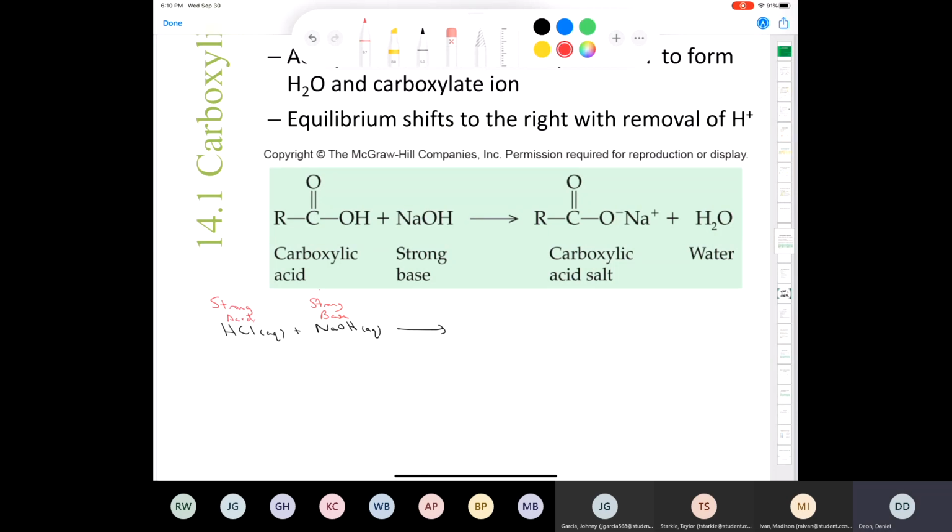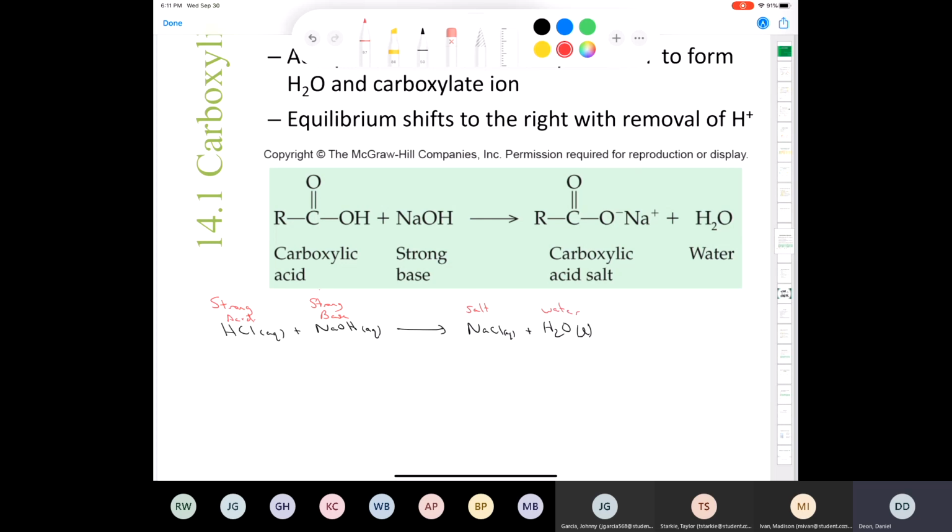What's going to happen? Well, as it said in the slide, you're going to end up with a salt, which is sodium chloride. That's table salt, but it's also a salt. Plus, you're going to end up with water. This is a salt, and how do we know it's a salt? Because it's comprised of an anion and a cation. The cation comes from a metal, the anion comes from a nonmetal, and water.